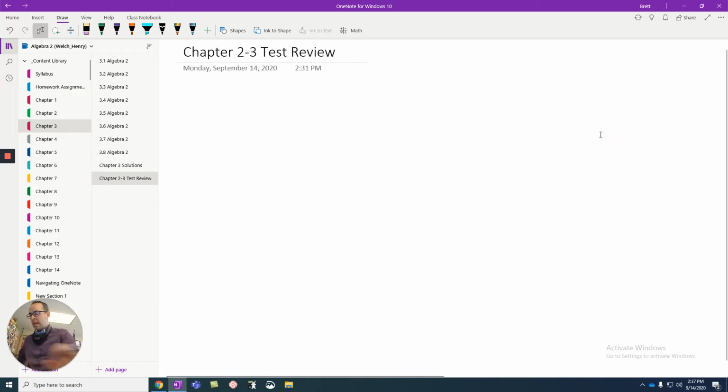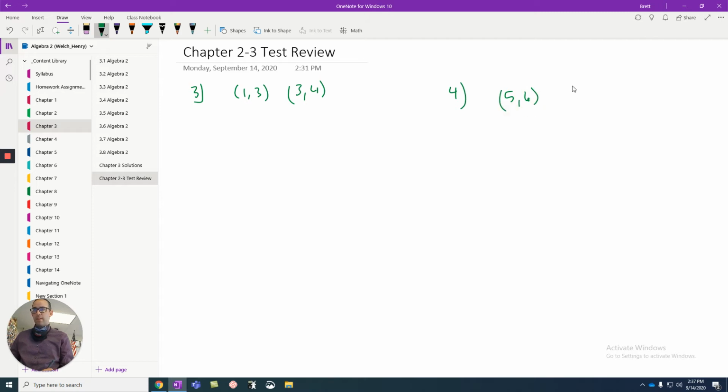So number 3 and 4 are both about finding slope. Number 3, we have the ordered pairs (1, 3) and (3, 4). And on number 4, we have the ordered pairs (5, 6) and (5, -2). All right, so here, remember the slope is y2 minus y1 over x2 minus x1.